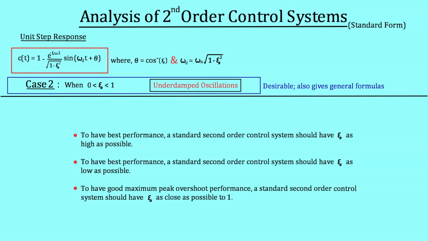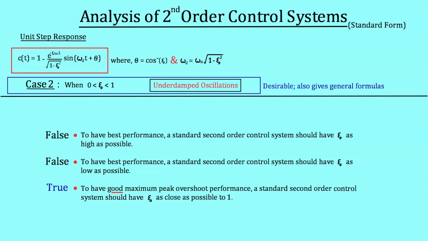Now consider these three statements and answer which of these statements are true. The first and the second statement are obviously false. As we just saw, there is an optimum range and we want the value of zeta neither very low nor very high. The third statement is actually very tricky. It says that to have good maximum peak overshoot performance, a standard second order control system should have zeta as close as possible to 1. This statement is actually true.